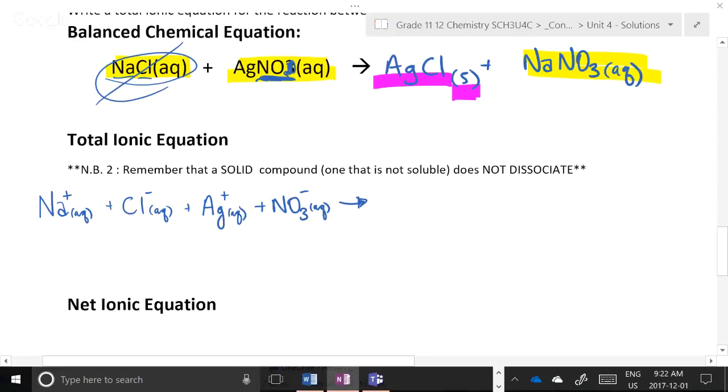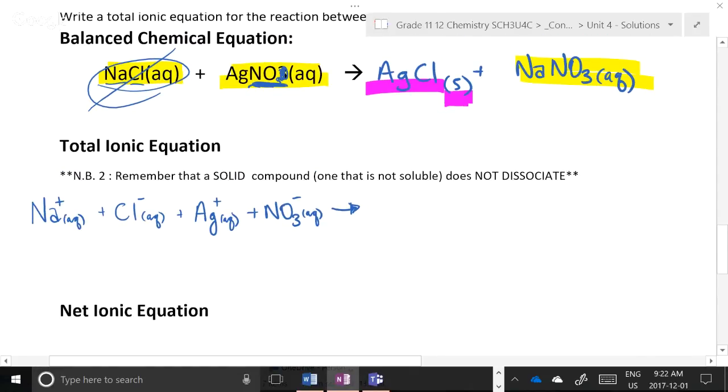And those all broke apart because they're all dissolved in water. And we said when you dissolve these things in water, they just break apart. But now we get to AgCl. Does it break apart? No. No, because it is a, what's that S stand for? Solid. Yeah, that's right. It's solid. It's stuck together. Right. So that's just going to stay as AgCl solid. It doesn't break apart because it's solid.